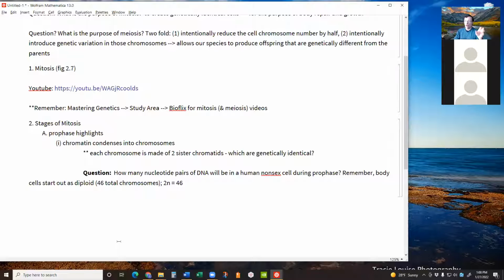So those 2n equals 46 chromosomes in a G1 cell would have 6.2 billion nucleotide pairs of DNA. But because the G1 cell had to go through the S phase of the cell cycle and copy its DNA before it could get to G2 and now prophase of mitosis, the DNA has actually doubled. So we've gone from the diploid state of 6.2 billion nucleotide pairs to a diploid state where I still have basically quadruple the content of a haploid cell.